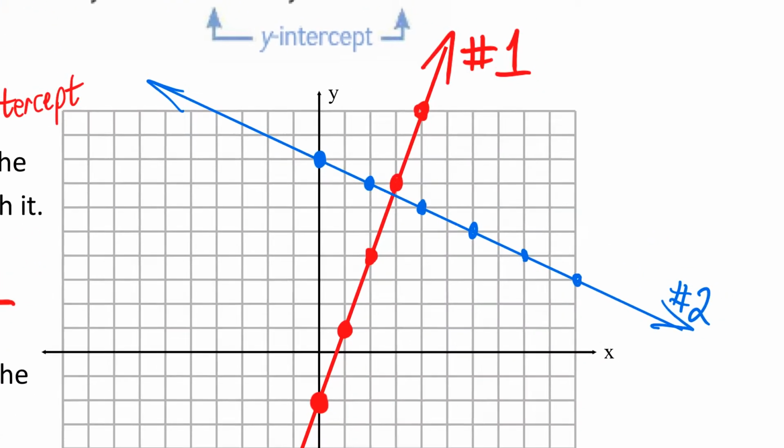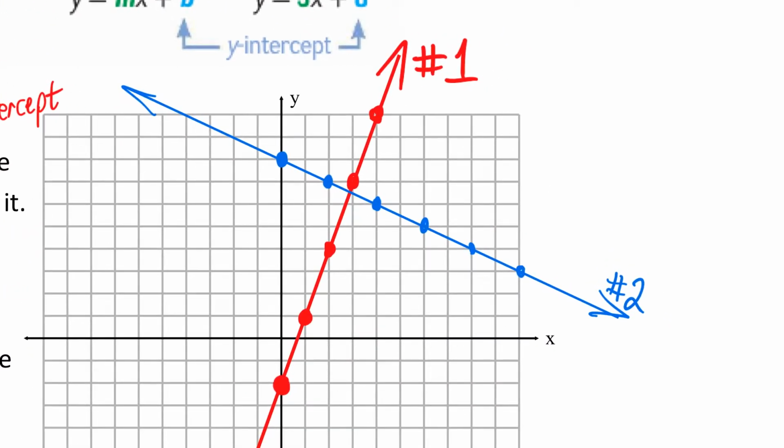Okay. So I want you to think about this. The equation from number 1, the equation from number 2. Just looking at it on the graph, are these two lines perpendicular? Remember, what does perpendicular mean? We talked about that yesterday, 90 degrees. Is this blue line and this red line, are they exactly 90 degrees to each other? No.